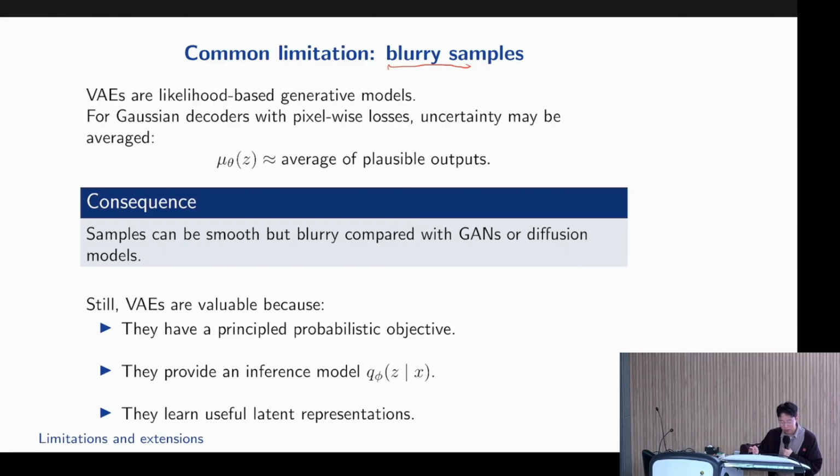The samples can be smooth but blurry compared to other models that we're going to talk about, like GANs or diffusion models. But still, learning VAEs is valuable because it has a principled probabilistic objective, and we had to talk about variational inference, which is a technique used a lot in machine learning. It's going to get used again and again, so you better get used to variational inference.